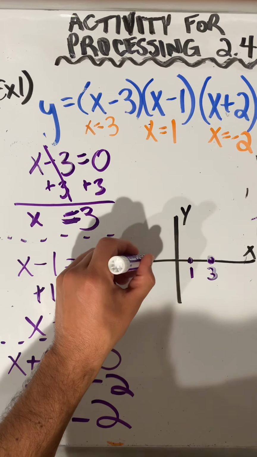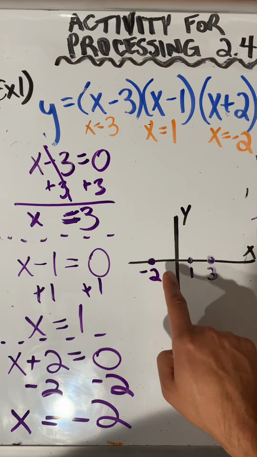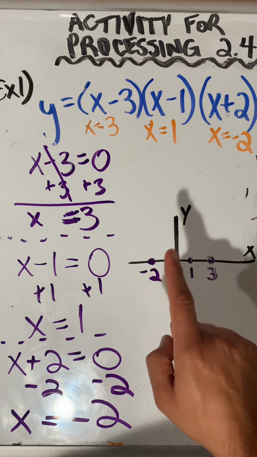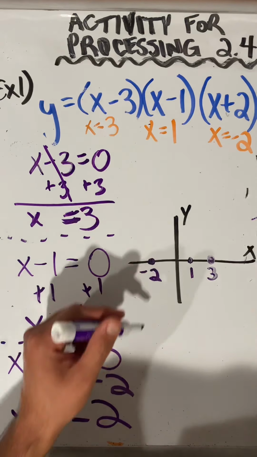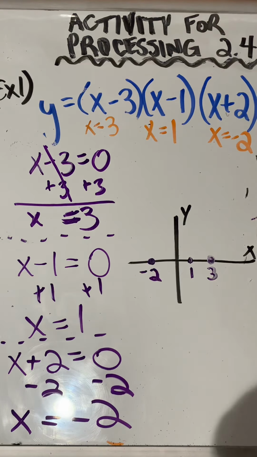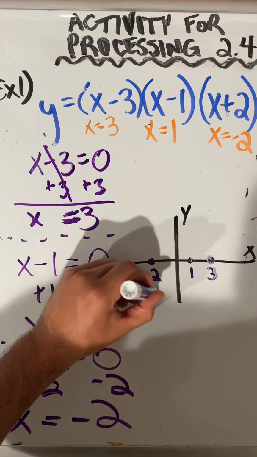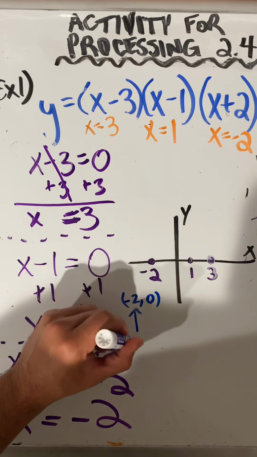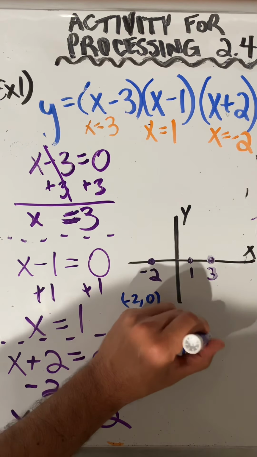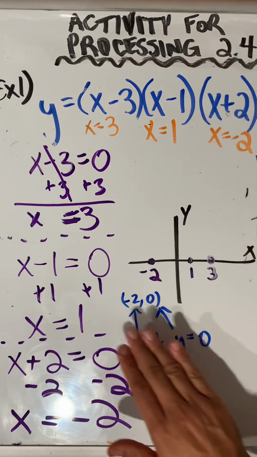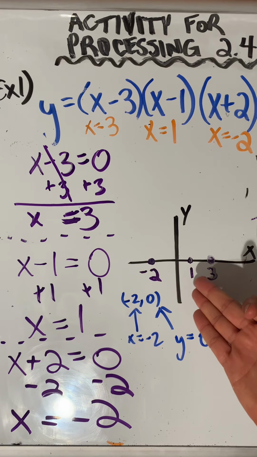And -2. Okay, so if we were to draw a graph, it goes through -2, 1, and 3. Okay, this coordinate pair here is -2, 0. You see right there, x equals -2, and right there, y equals 0. Now I'm not going to do this over here, but the same can be said of the x-intercepts 1 and 3.